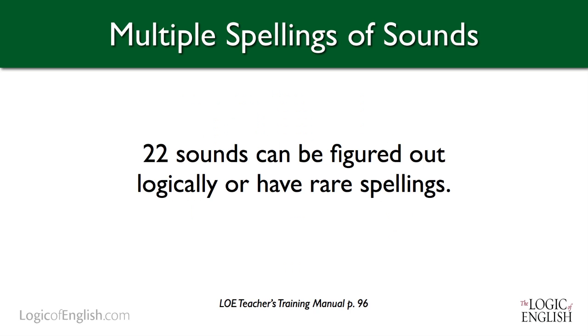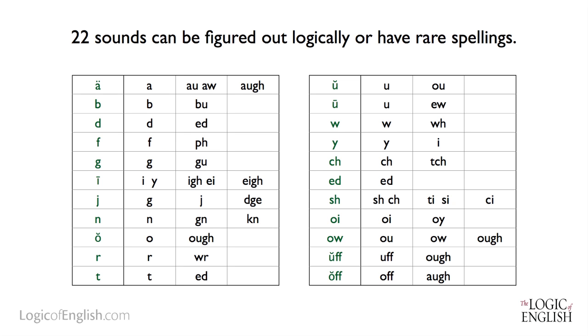Now, 22 of the sounds can be figured out logically. There's a spelling rule or something that will help us to determine which phonogram to use. Or they have a very rare spelling. So some of the sounds are represented in multiple ways, but one of those ways may be used in only 8 or 9 words in the whole language. So that can be very helpful in helping us to determine which spelling to use. And you can see a list of the 22 that can be figured out logically or have rare spellings on page 96 of the teacher training manual.